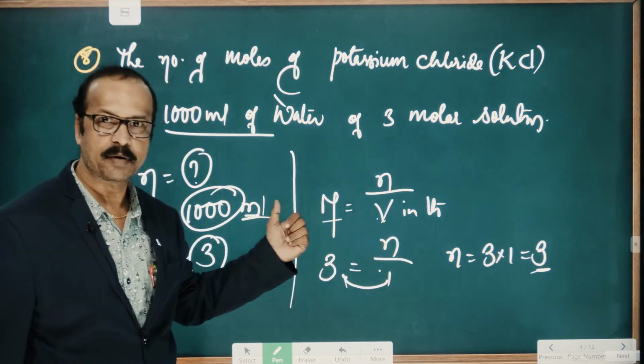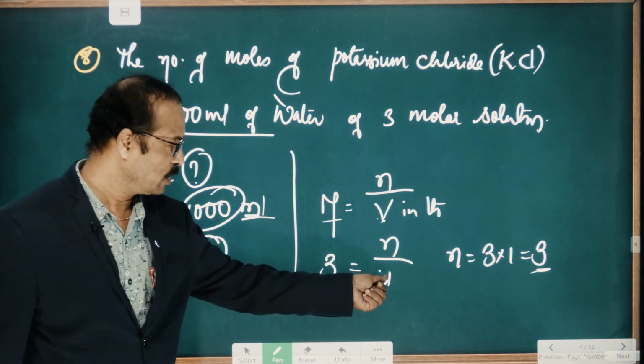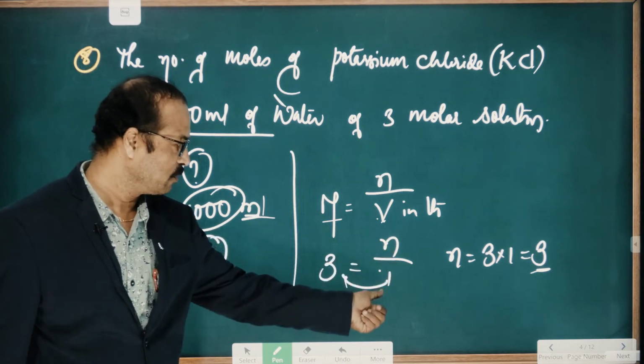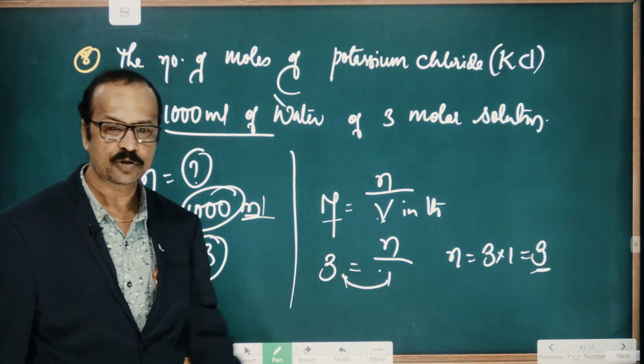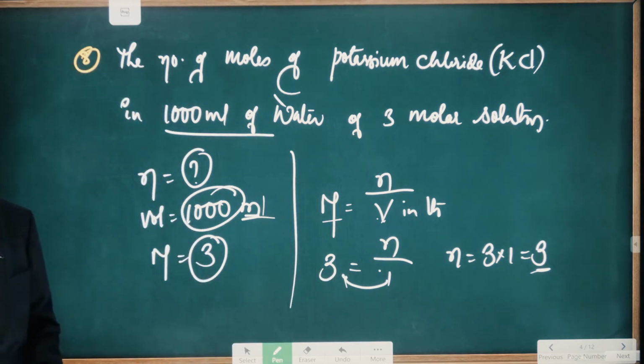and the volume of the solution is given as 1000 ml. So 1000 ml can be written as 1 liter, so just put 1 here. So 3 is equal to n by 1. When 1 is brought over, 3 into 1, so n is equal to 3. 3 is the right answer. Okay.